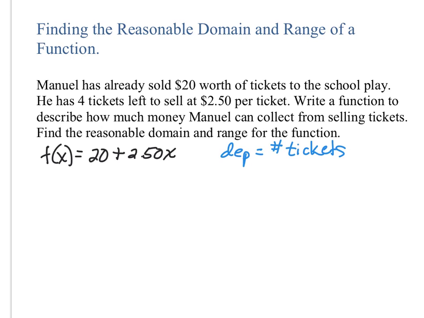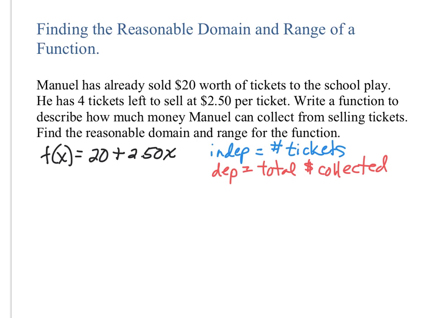I'm sorry, the number of tickets is our independent variable, because the number of tickets is what's determining how much money the school is going to get. So our dependent variable is going to equal total money collected. Okay, so we've written our function rule, and let's come up with a reasonable domain and range.